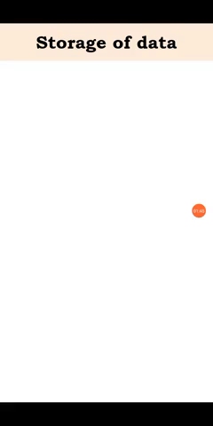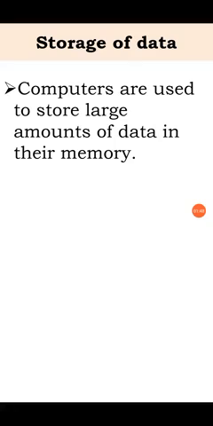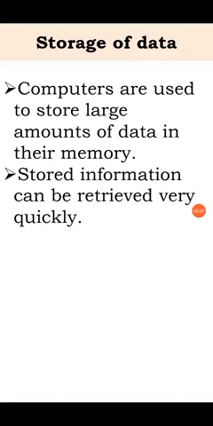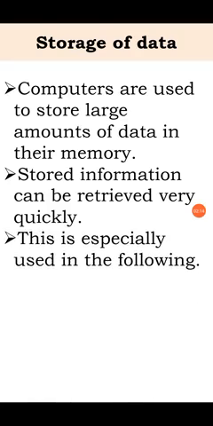Storage of data. Computers are used to store large amounts of data in their memory. As humans, we also have a brain in which we can store various kinds of information, or we have various memories. Stored information can be retrieved very quickly. This is especially used in the following.